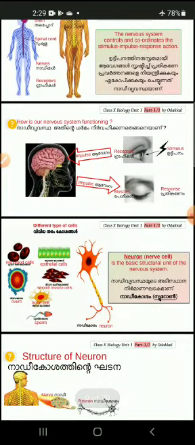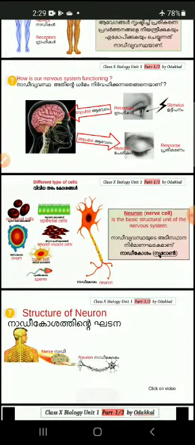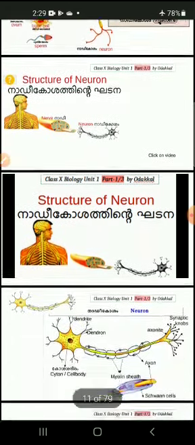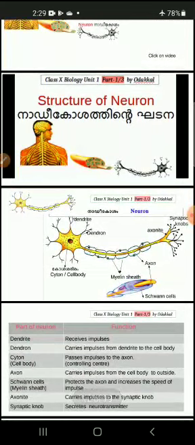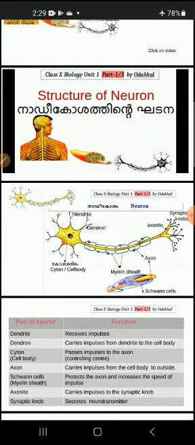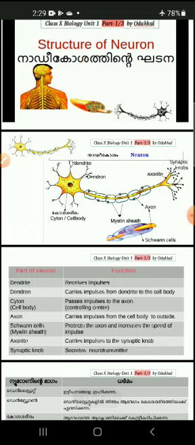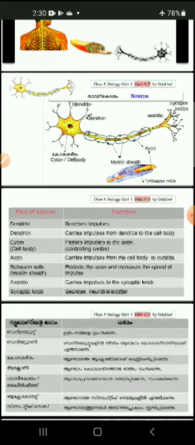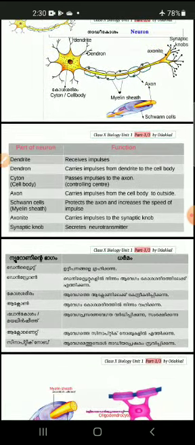Then the next main topic was the neuron or nerve cell and its structure. Hope you all wrote the structure in your biology notebook. This is the part of the neuron that was frequently asked in many question papers. So you must familiarize yourself with the parts of the neuron and their functions. This tabular column is very important when you face your exams.